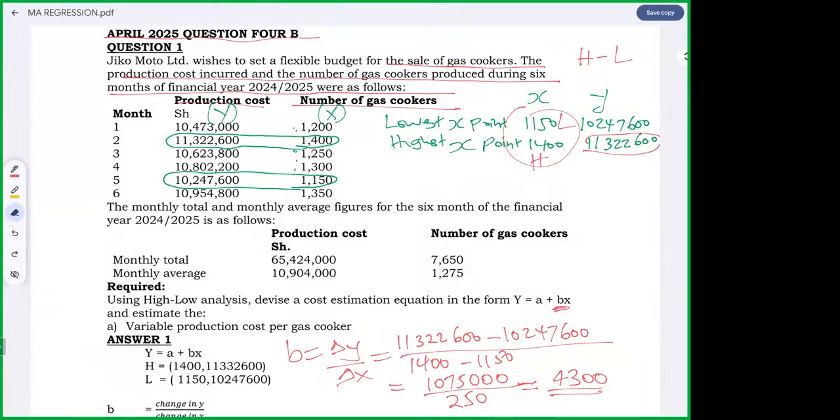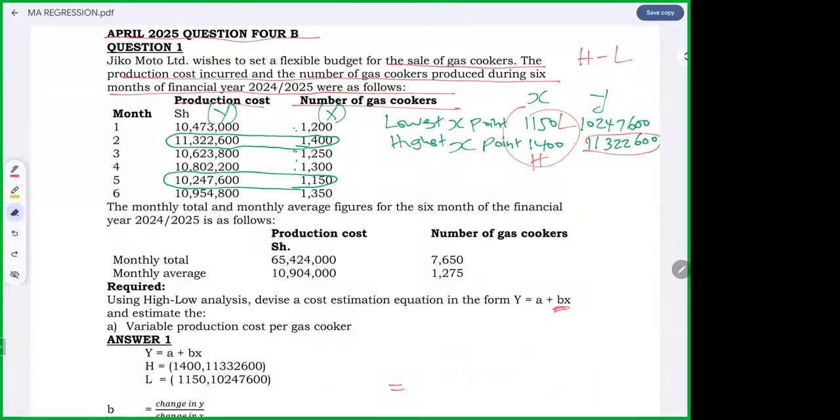All right. So then my very good students, we've been able to get the value of B, and everybody has been able to get this value now. So then what we need to do here, we know the value of B, so we need to come here and get the value of A. Remember, for the value of A, you pick one of the points. It can be low, it can be high. Feel free to pick any.